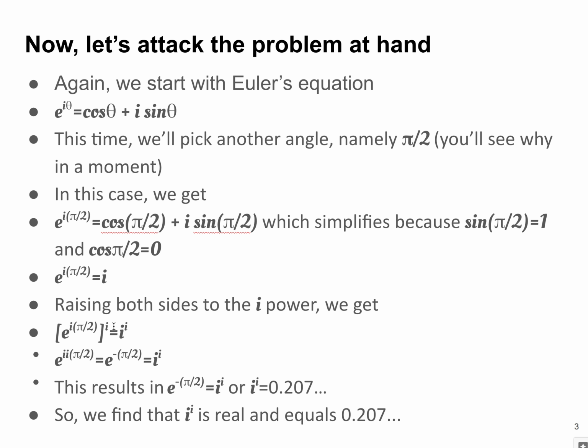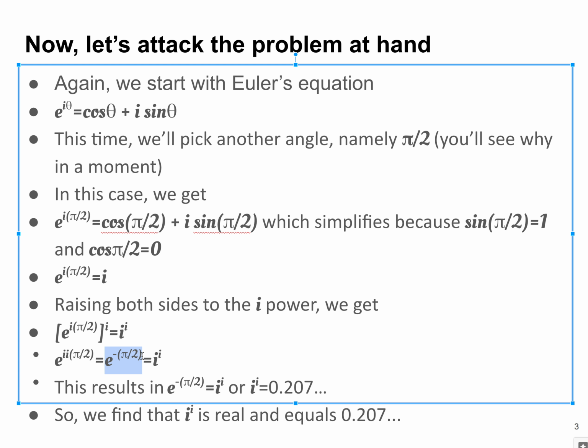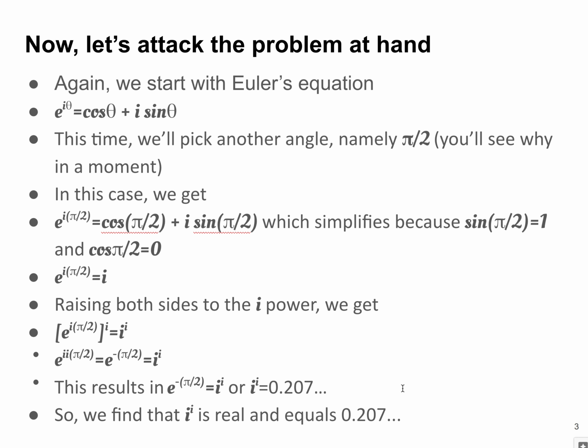We multiply the powers, and we get e to the I times pi over 2. I times I is minus 1. So we get e to the minus pi over 2 is equal to I to the I. And this piece right here, you can look up on a calculator, and you get 0.207. You get that this odd-looking structure we started with is actually a real number equal to 0.207 something something.